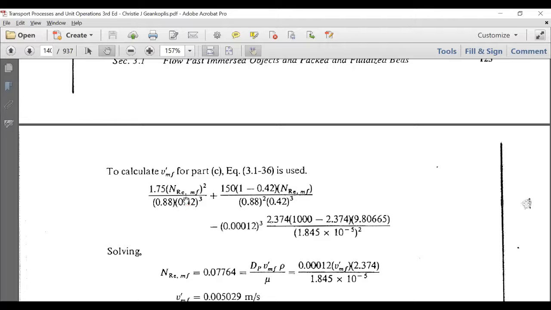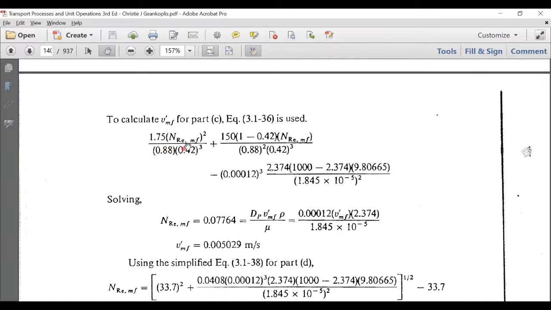Look, Miss, why should I find the NREMF? Can we just directly find the velocity VMF accent? Yeah, but actually it is easier. When you use this, it is easier for you to find the VMF accent, because the calculation is simpler. If you put this here, you can directly find VMF accent.